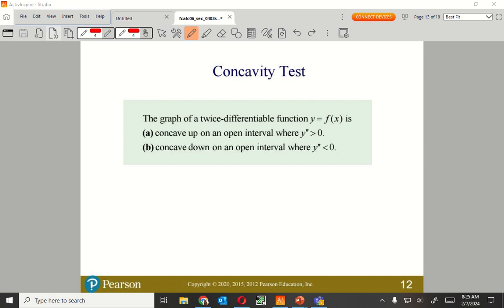All right, the graph of a twice differentiable function, concave up on an open interval, y double prime is greater than 0. So it's going to be concave up. All right, throw those gang signs. Okay, I'll throw the gang sign. Yes. So right here, it's going to be concave up. We just threw the gang sign for that. It's where my y double prime is greater than 0. Concave down, throw the other gang sign. Okay, open interval where y double prime is less than 0.